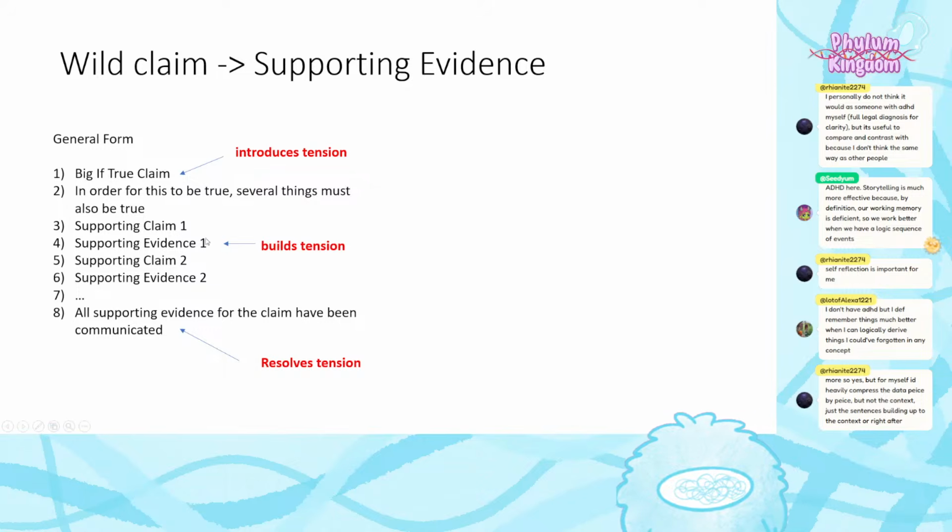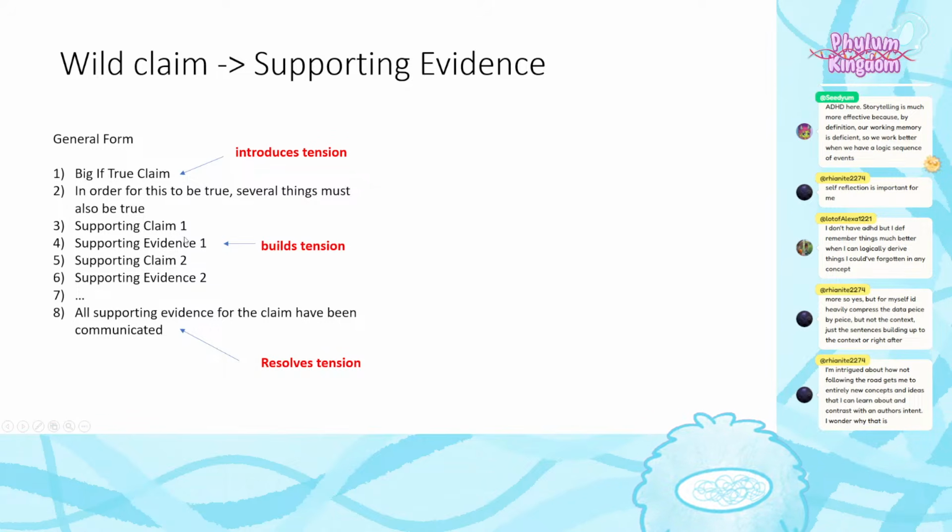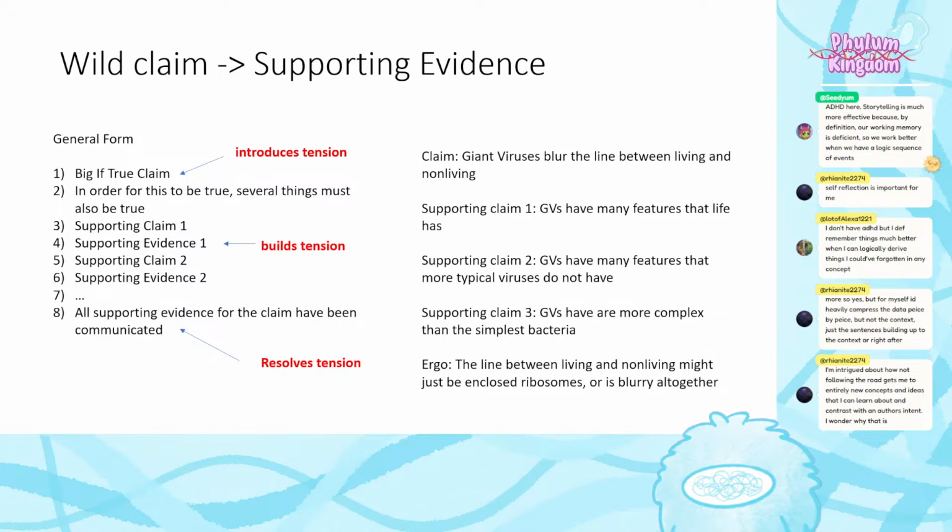And then you build tension by providing supporting evidence. Supporting claim 1, evidence 1, claim 2, evidence 2. And then at the end of that story, you get a situation where this big if-true claim, you've proven that to be true, that resolves the tension. Then the audience can take a breath. Okay, so this is cool in theory, but how do we practice this? Well, I've dug this up for my own videos because I use this structure all the time.